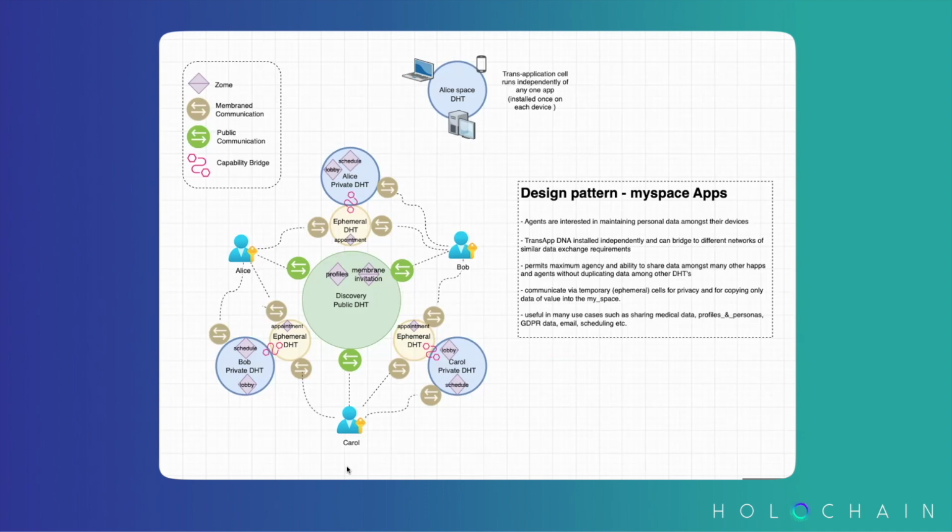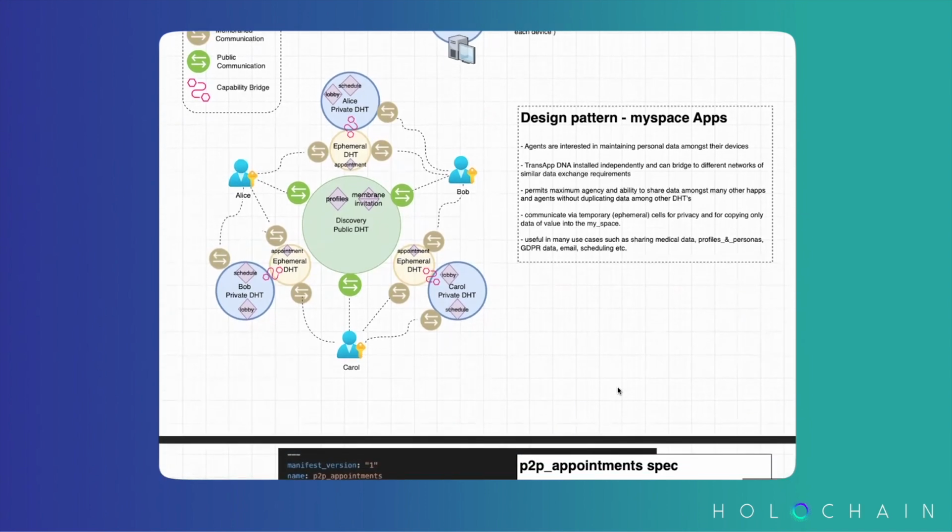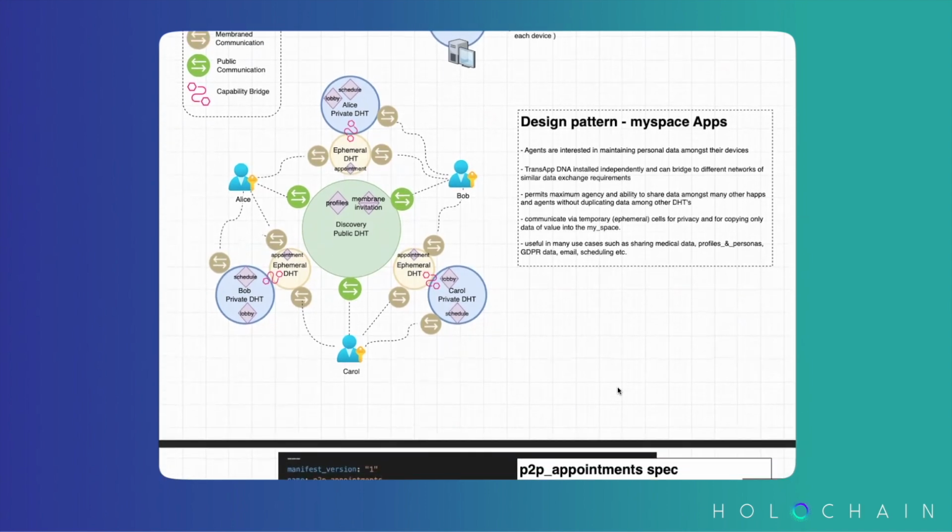I'm calling it trans-app DNA because I want it to persist beyond one specific app, in the sense that when you have your personal space, personal DHT, you're taking that to different apps. So the idea is that you create one of them on your device, and then that persists and interacts with other apps that you install. So that's in a nutshell. Examples maybe are sharing personal data, email, scheduling, medical data.